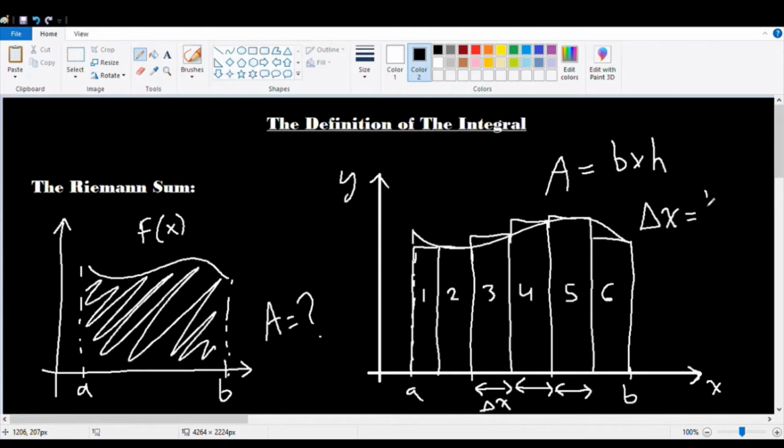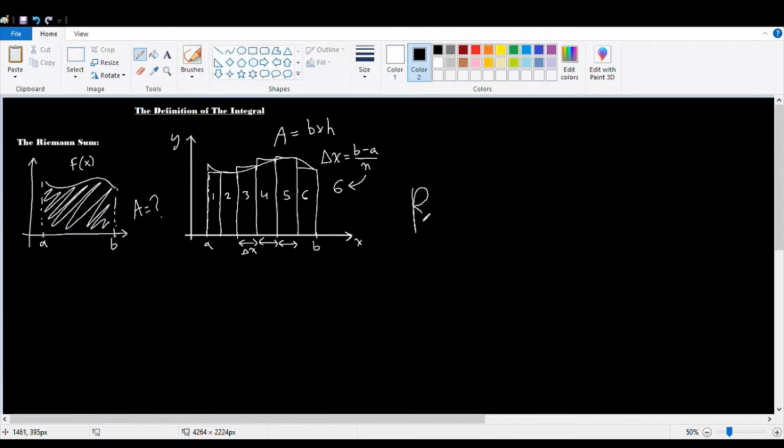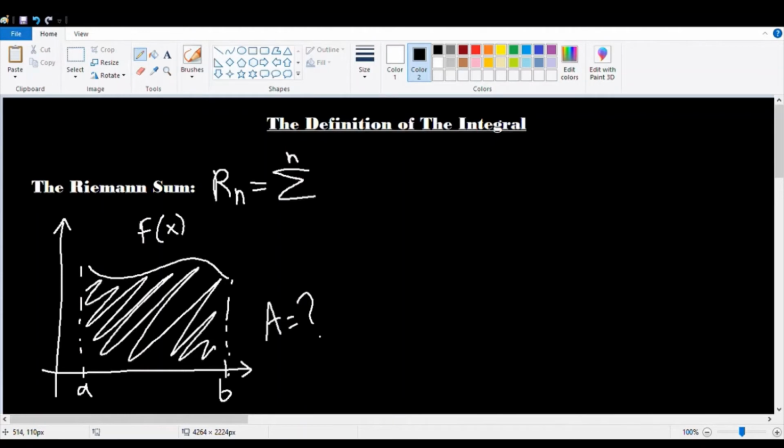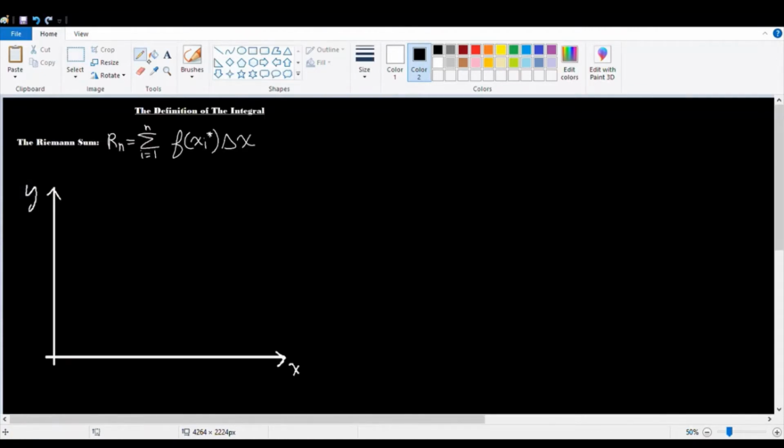The formula to find delta x is just b minus a divided by n, n being the number of rectangles, which is 6 in this case. So if we write the Riemann sum for this, it's going to be f of x1 times delta x, which is the height of the first rectangle times its width, plus the height of the second rectangle times its width, and so on, till we reach the last one, which is f of xn, the height of the nth rectangle, which is the sixth one, times its width. To write the actual Riemann sum, we use sigma notation, the big sigma, which just means the sum of all the points, where xi is a sample point in the function, times the width, delta x.